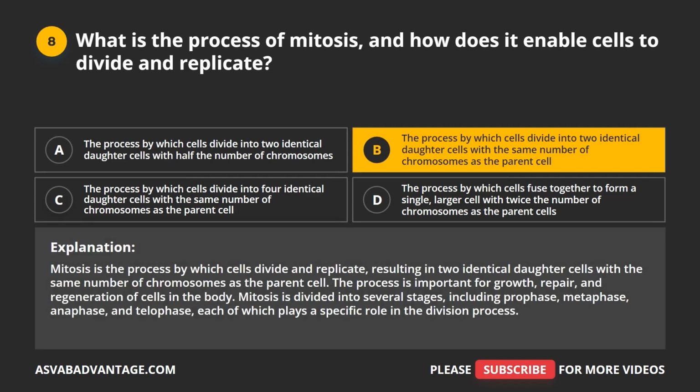Mitosis is the process by which cells divide and replicate, resulting in 2 identical daughter cells with the same number of chromosomes as the parent cell. The process is important for growth, repair, and regeneration of cells in the body. Mitosis is divided into several stages, including prophase, metaphase, anaphase, and telophase, each of which plays a specific role in the division process.